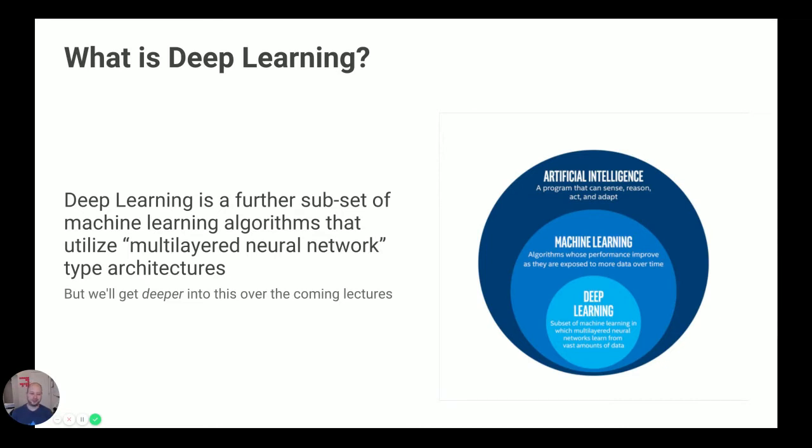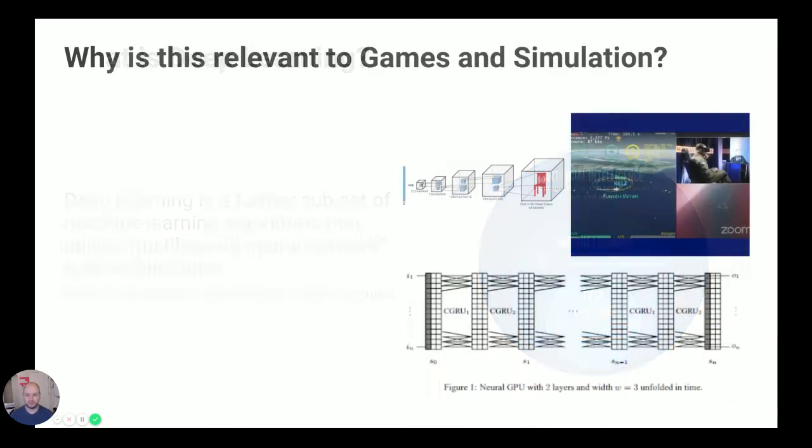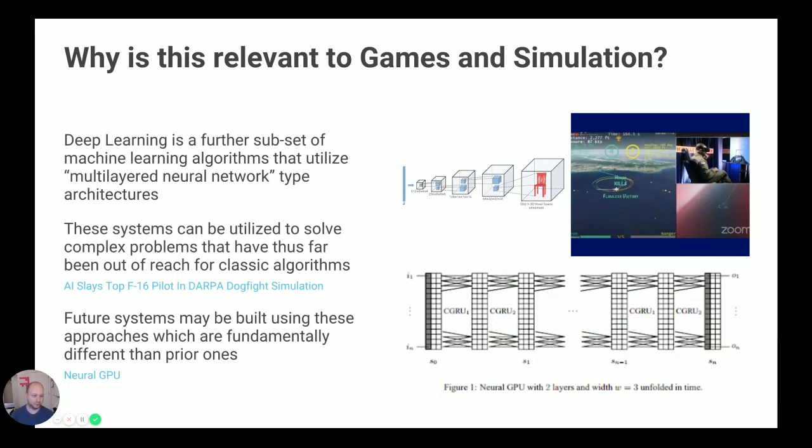So yes, what is deep learning? It's a further subset of machine learning that utilizes multi-layered neural networks. But we'll talk about this more in future lectures. So why is this relevant to games and simulation? Well, given these systems are able to respond to complex patterns of data, to approximate very complex probability distributions, or just very complicated functions in general, you can imagine there are a lot of applications to games and simulation that may benefit from machine learning and deep learning techniques.